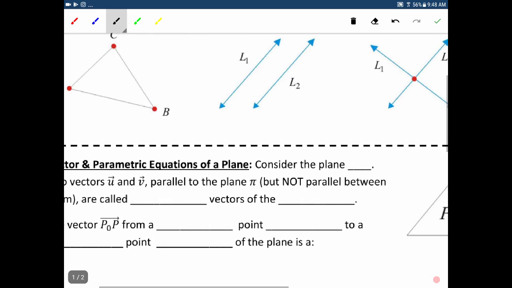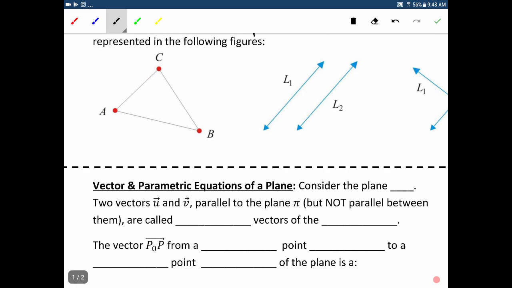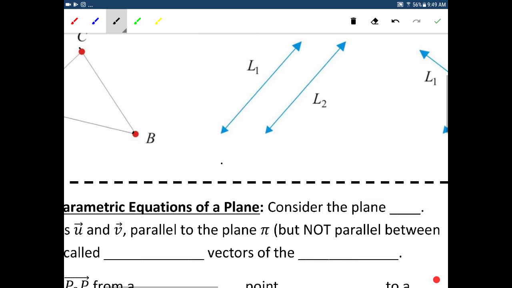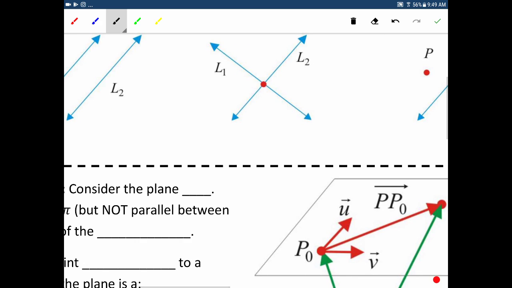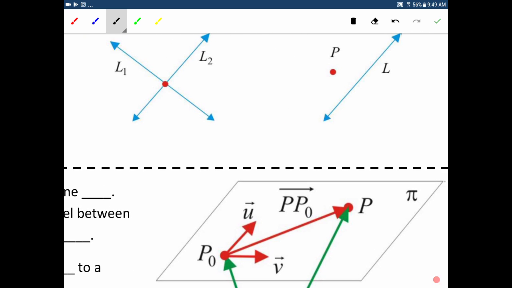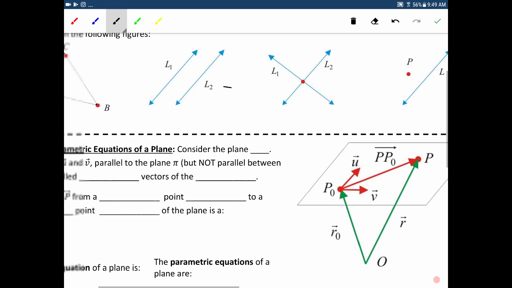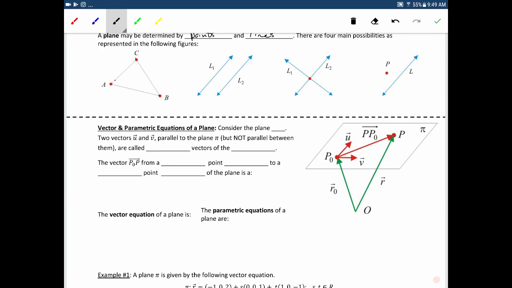In other words, what we require is 3 points. We've got 3 points: 1, 2, 3. If you have 3 points in 3 dimensions, that's enough to give you a plane. If you have 2 parallel lines, that's enough to give you a plane. If you have 2 lines that intersect at a point, that is also enough to give you a plane. And finally, if you have 1 line and a point, that is enough to give you your plane. I think I said line there, whatever. All right, so here we go.